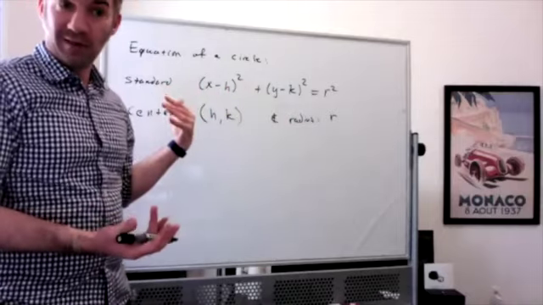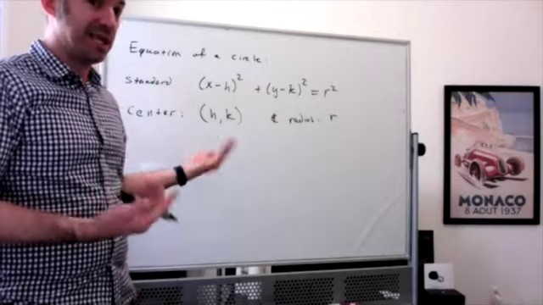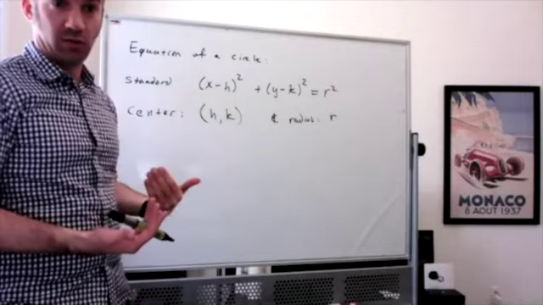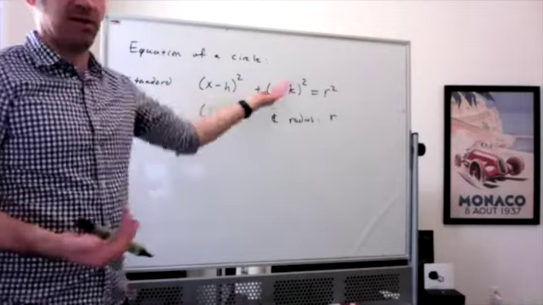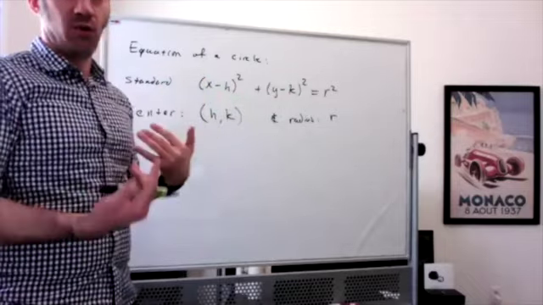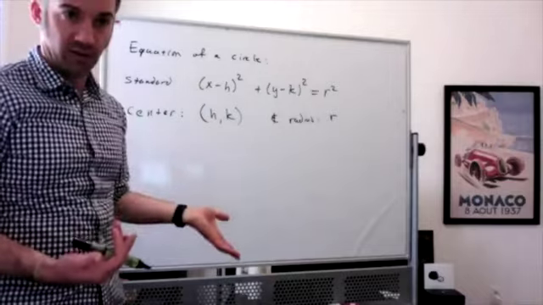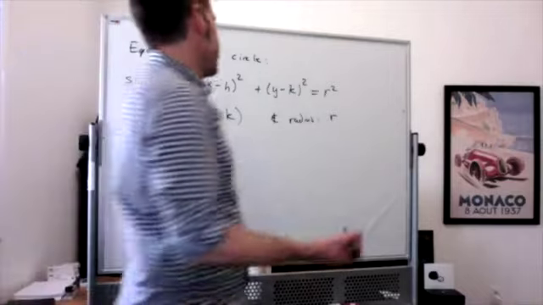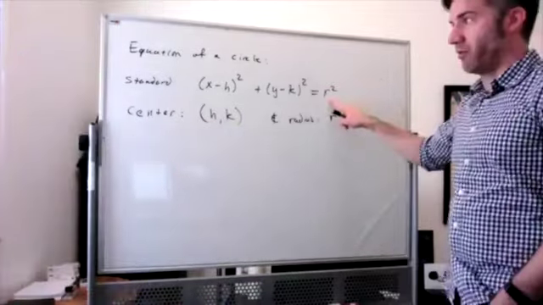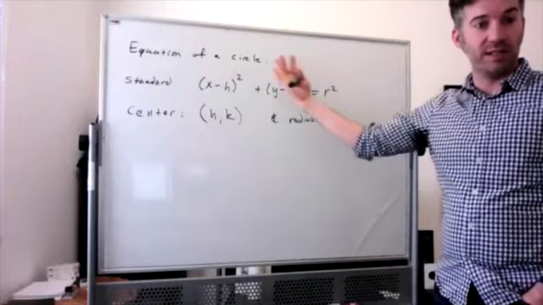I will also point out the center of the circle is not a point on the circle, right? It doesn't satisfy the equation. It's still an important point to make note of, but it's not actually a part of the circle. And then the radius is just the square root of whatever's over here, if it's written in the standard way.